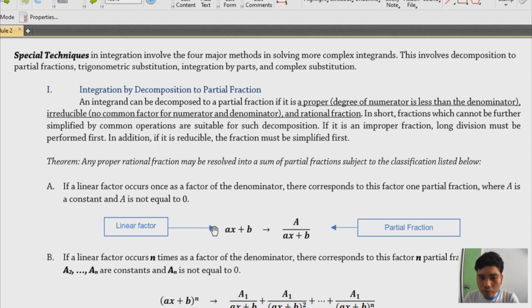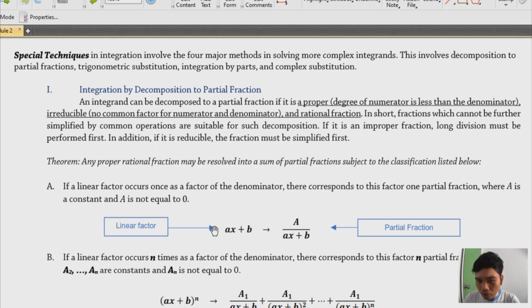And then finally, it is irreducible. Ang ibig sabihin ng irreducible, it cannot be factored, it cannot be simplified in a simpler term. So, in short, kapag nag-try tayong mag-factor ng ating denominator, we cannot actually cancel things out dun sa ating numerator and denominator. So, in short, hindi na talaga natin siya kayang i-simplify. Yun ang ibig sabihin nun. Kaya siya irreducible. So, a rational expression, it should be proper, and then irreducible. So, if these 3 are satisfied, then more or less we can apply integration by decomposition to partial fraction.